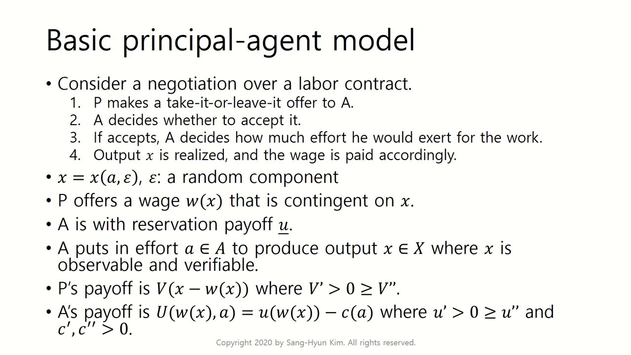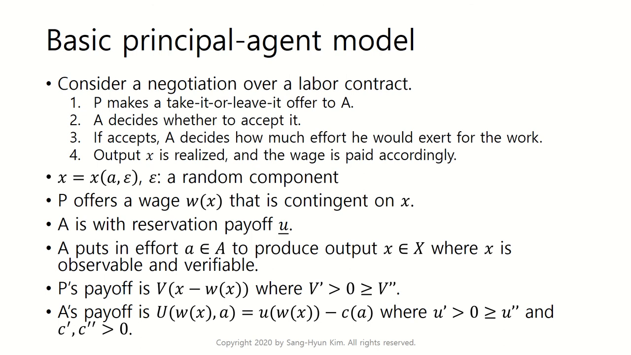So it describes some model which is called basic principal agent model, which is the first model that we'll see in this course. So it describes a game between two players. We consider a negotiation over a labor contract. So there are two players. P stands for principal, A stands for agent.